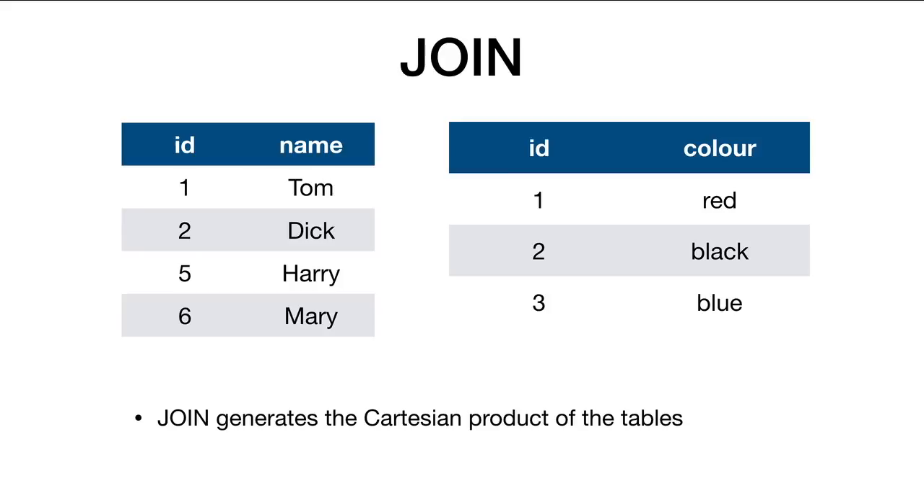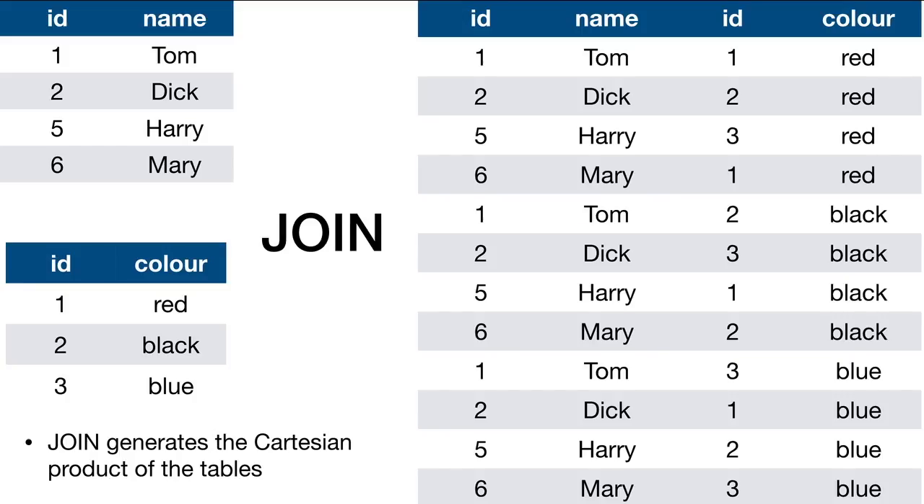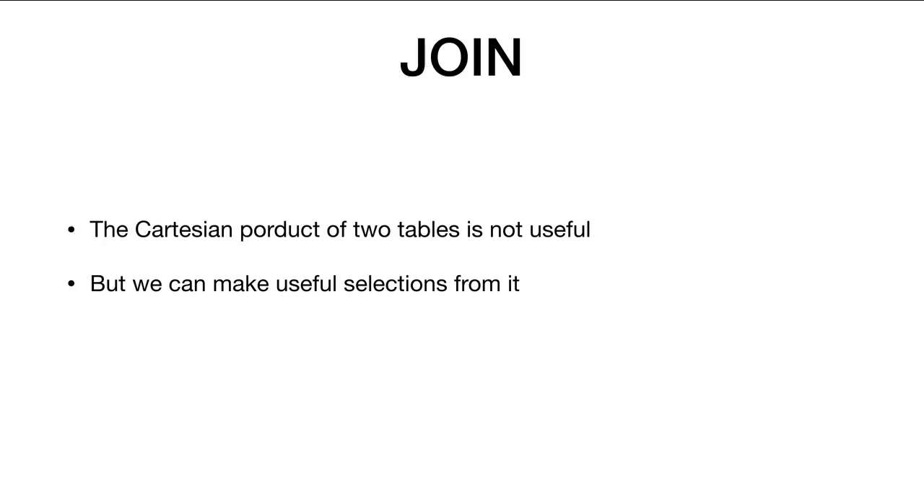If we do an unqualified join of these two tables, we'll get everything in the left table combined with everything in the right table. So you can see we have Tom in red, Dick in red, Harry in red, Mary in red, Tom in black, Dick in black, Harry in black, Mary in black, Tom in blue, Dick in blue, Harry in blue, Mary in blue. So every possible combination is there. So that's what happens when we join two tables. Now that is not useful at all. Like, what would we do with that? Nothing, right? But we can actually make useful selections from it.